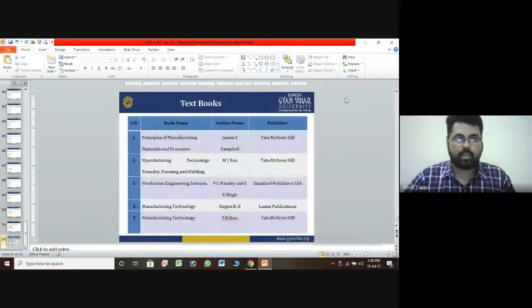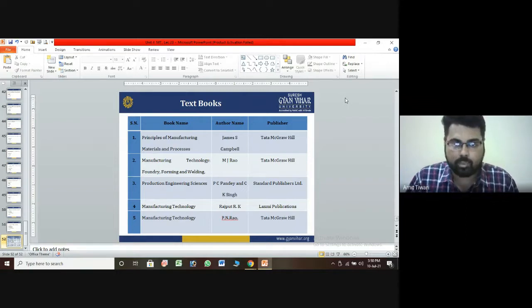So at the end, I recommend some books to understand sheet metal processes. Book names are: A Principle of Manufacturing Metals and Processes by James S. Campbell, Tata McGraw-Hill publisher. Second, Manufacturing Technology: Foundry, Forming and Welding by P.N. Rao from Tata McGraw-Hill publisher. Third is Production Engineering Science by P.C. Pandey and C.K. Singh, Standard publisher. Manufacturing Technology by R.K. Rajput from Laxmi Publications. And Manufacturing Technology by P.N. Rao from Tata McGraw-Hill publication.